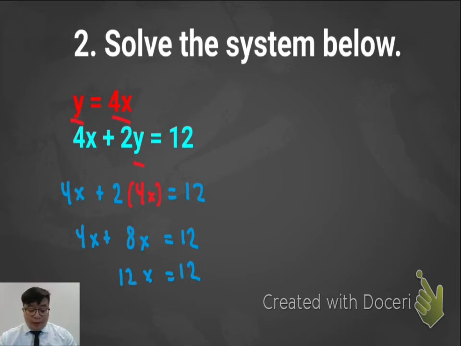I know that two numbers next to each other means to multiply. So the opposite of multiplying is to divide. So dividing both sides by 12, I know that x is going to be what? What's 12 divided by 12? Any number divided by itself is going to be 1. We're not quite done yet.